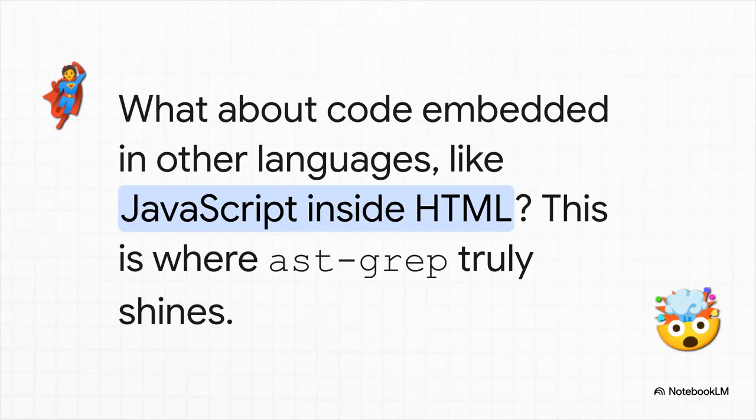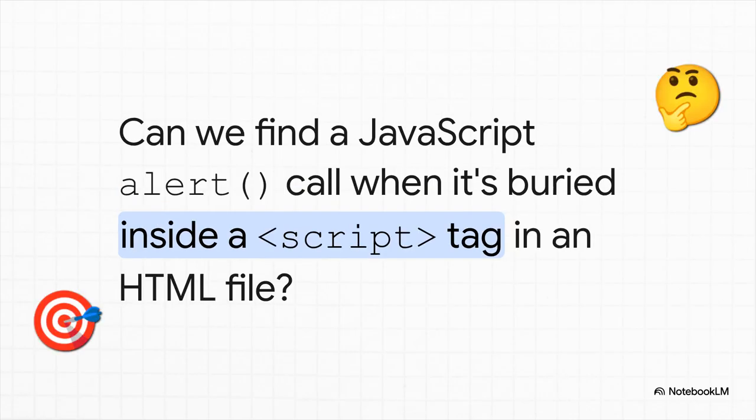Okay, if you thought that was cool, you might want to buckle up because we're about to talk about a true superpower. What happens when you have code from one language embedded inside another, like JavaScript inside of an HTML file? This is where pretty much every traditional tool just completely falls apart. So here's the challenge. We've got a standard HTML file. Inside that file, there's a script tag, and inside that tag is a plain old JavaScript alert call. How on earth would we write a lint rule to find something like that?